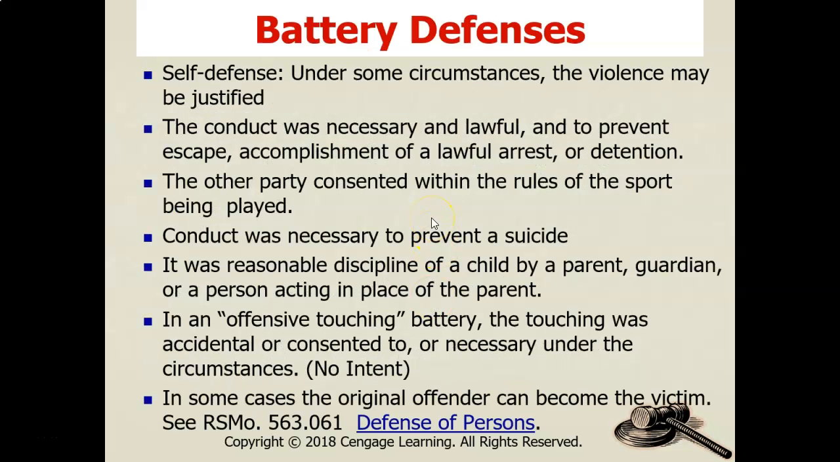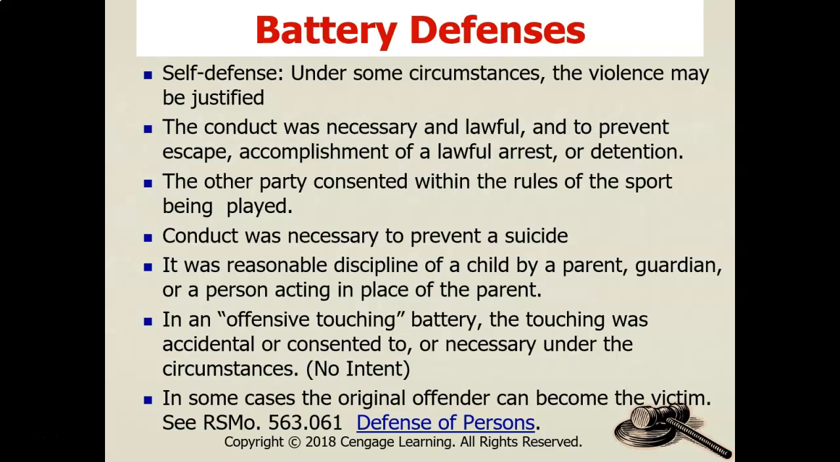So battery defenses, self-defense. I was defending myself, as long as you weren't involved in that assault initially, as far as instigating it. The conduct was necessary and lawful to prevent escape. The other party consented with the rules of a sport being played. Think about boxing, mixed martial arts. Definitely we have batteries going on there, but at the same time, they're part of that sport.